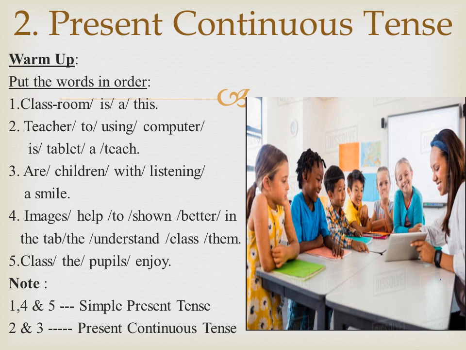Look at the image. What is the teacher doing? The teacher is teaching and the children are listening. Try to put the words in order. This is a classroom. Teacher is using tablet computer to teach. Children are listening with a smile. Images shown in the tab help them to understand the class better. Pupils enjoy the class. Pupils meaning children.